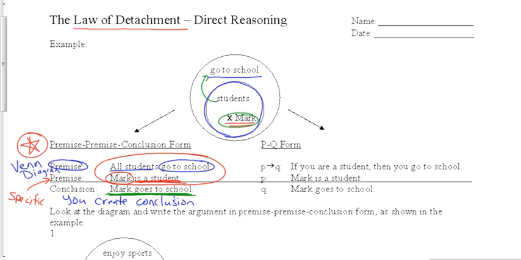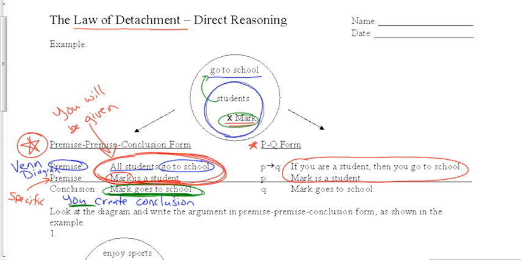So again, to recap, I would provide you with the two premises. What's circled in red is what you will be given. What you must provide me is this conclusion. You are going to provide me with that conclusion. So now we're going to do the exact same thing, except I could give it to you in a different form. So in the PQ form now, this is what you would be given.